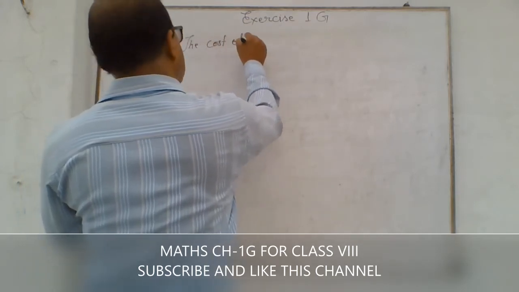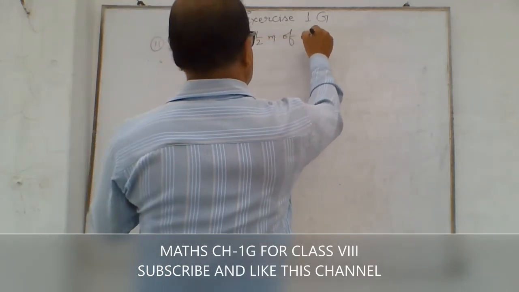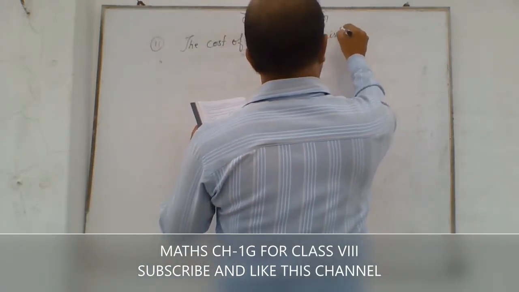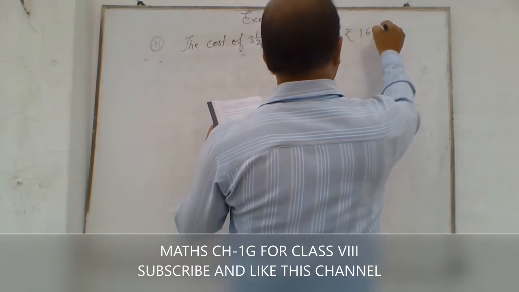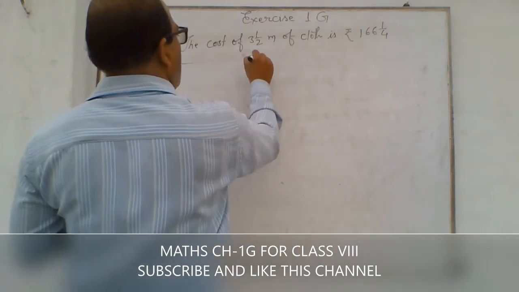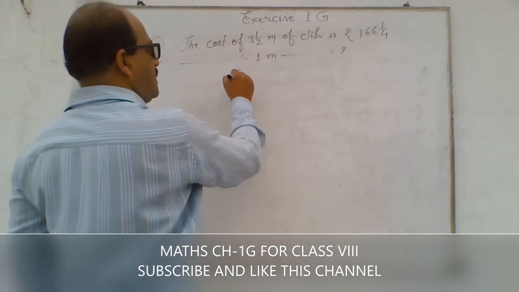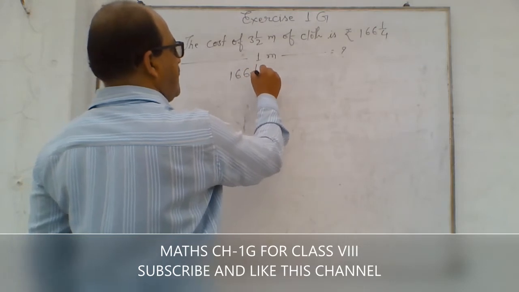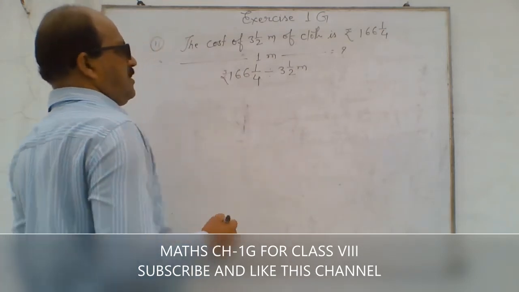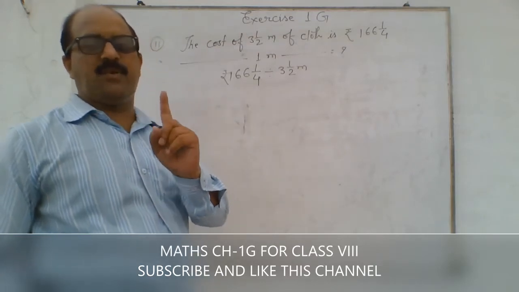The cost of 3 whole 1 by 2 meters of cloth is rupees 166 whole 1 by 4. So the cost of 1 meter of cloth is equal to what? Here, 166 whole 1 by 4 divided by 3 whole 1 by 2 meters. When we solve it, we get the answer for 1 meter of cloth.